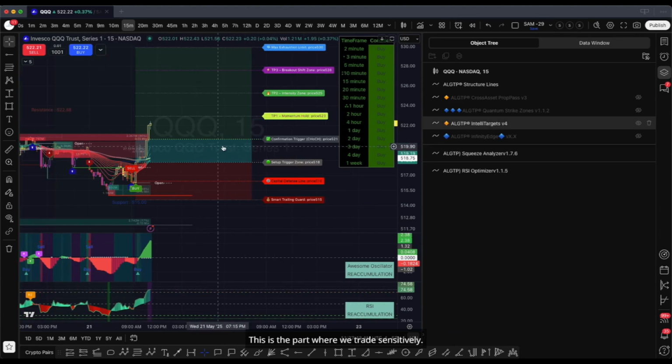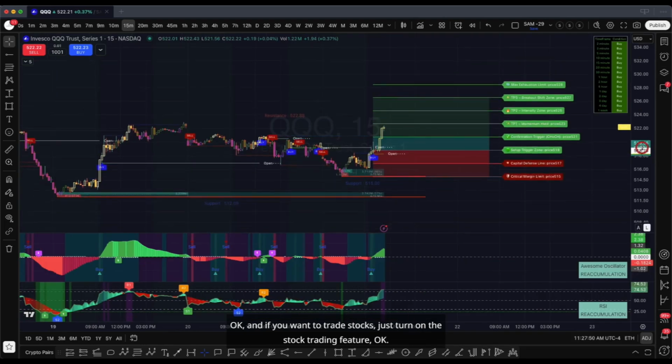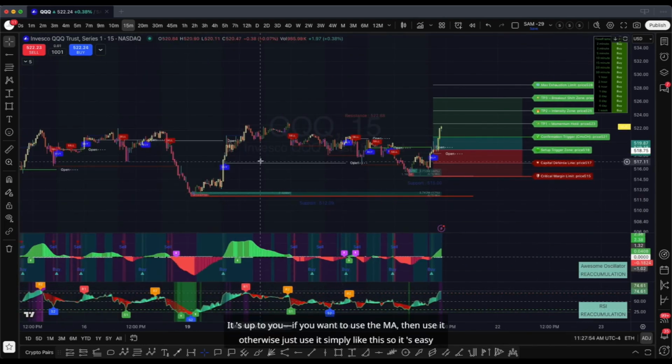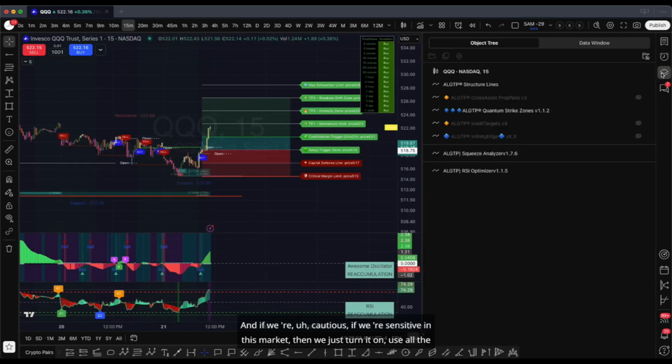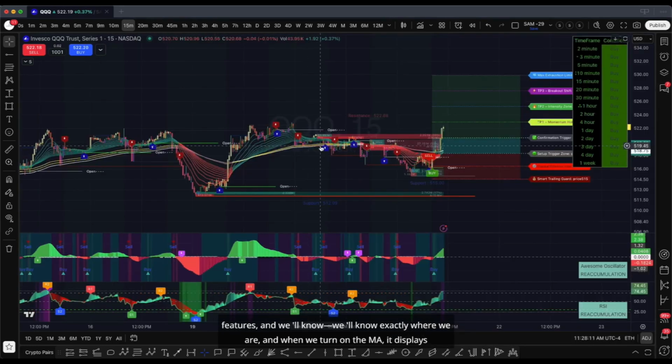This is the part where we trade sensitively. Okay, and if you want to trade stocks, just turn on the stock trading feature. Okay, we just turn it on. It's up to you. If you want to use the MA, then use it. Otherwise, just use it simply like this, so it's easy to see, so you know where you are. That's all. And if we're cautious, if we're sensitive in this market, then we just turn it on, use all the features, and we'll know exactly where we are.